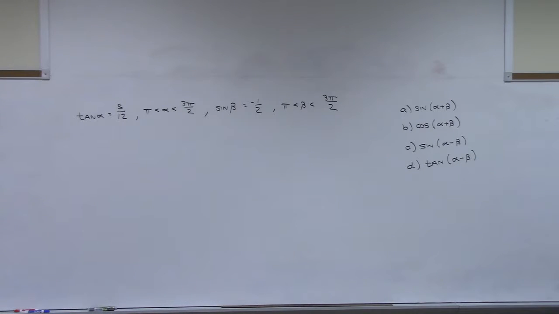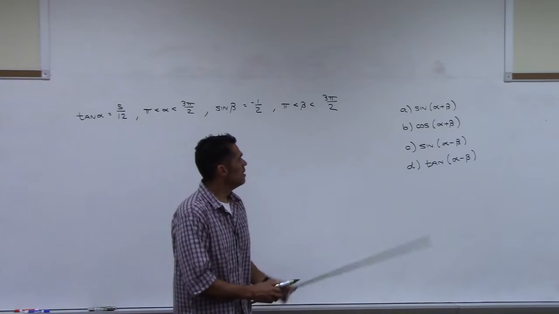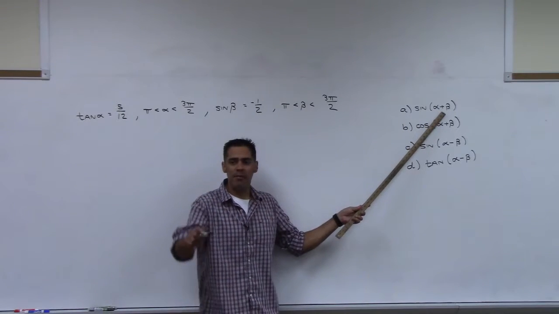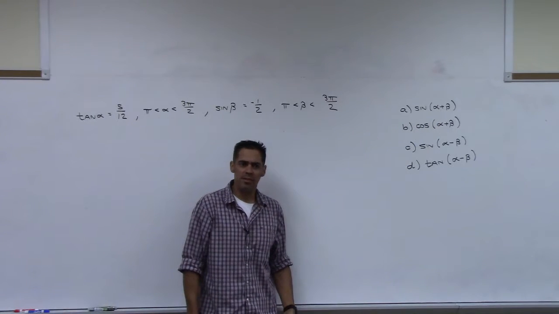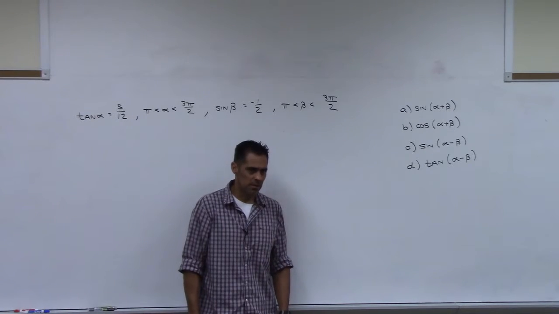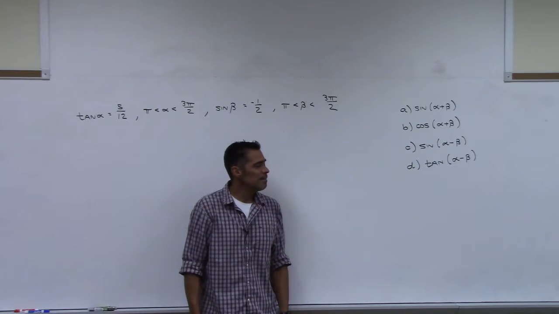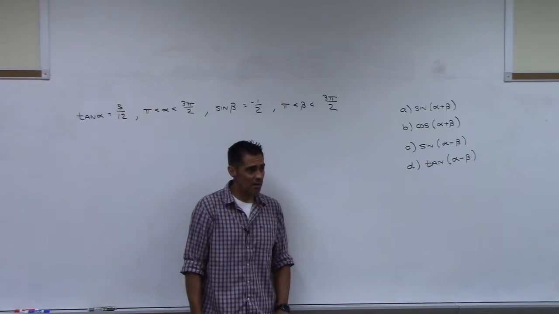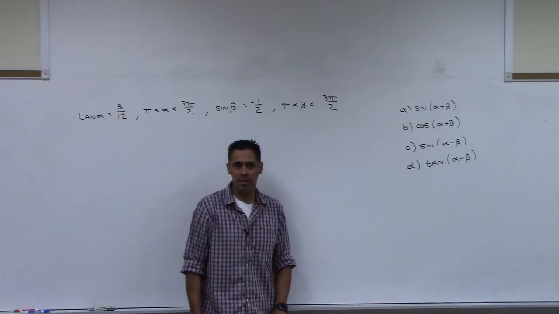Those are the 4 things you're asked for. All right, if I'm going to try and find sine of alpha plus beta, I have a formula for that, don't I? Sine of alpha plus beta is sine of alpha cosine beta plus sine of beta cosine alpha. It's on your formula sheets. If I want to know what cosine of alpha plus beta is, that's cosine alpha cosine beta minus sine alpha sine beta.